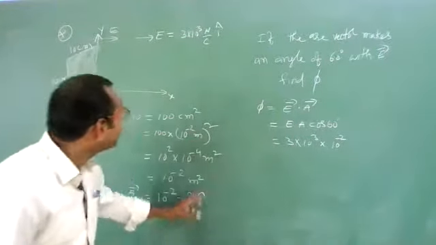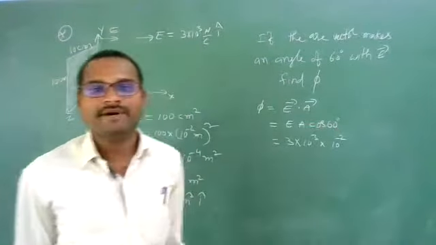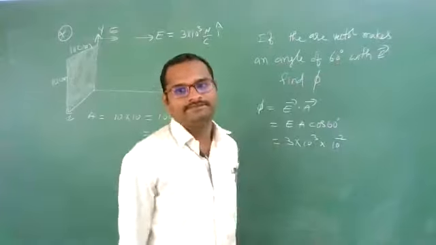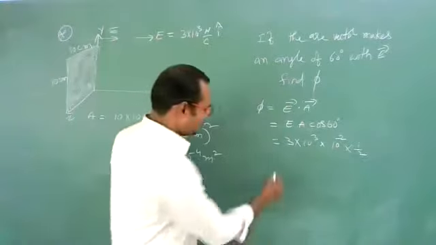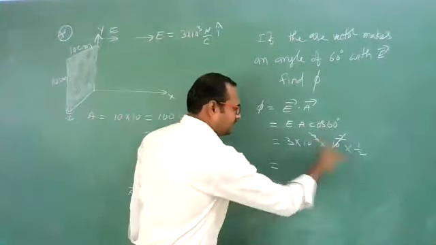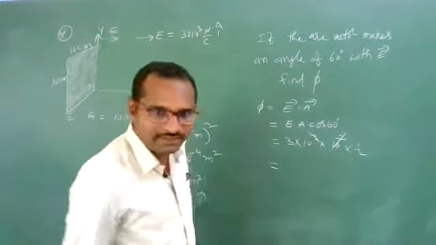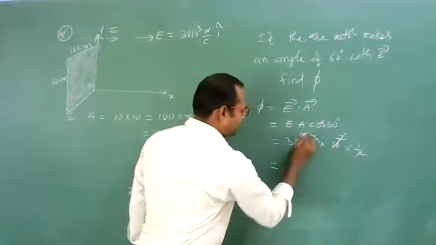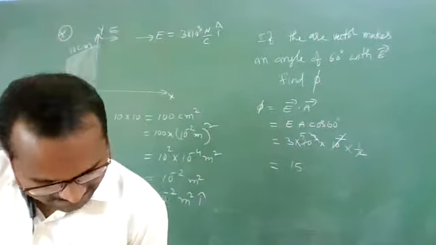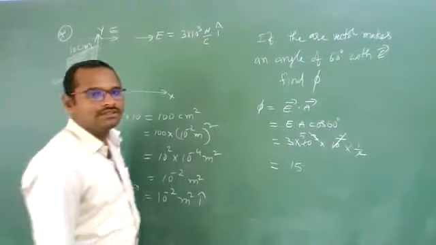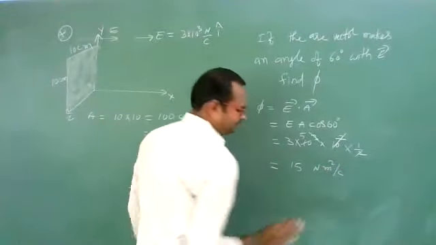Here I am not taking I cap because I have taken only magnitude. Yes, cos theta I have applied because I know the angle. Cos 60 is 1 by 2. So 10 to the power of minus 3, 10 to the power of minus 2 plus 3, you will get 10. 2 ones are 2, 5 2s are 10, 3 5s are 15. 15 is the answer. So what will be the unit? Newton meter square per coulomb.